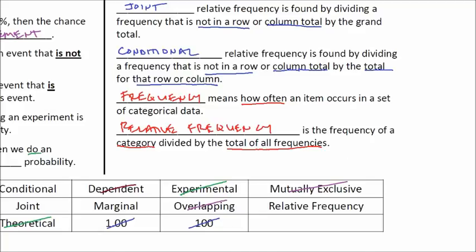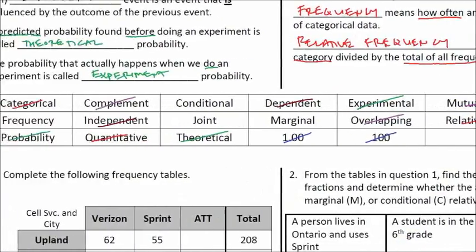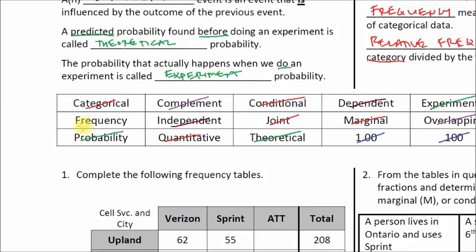So let's see if we've taken care of everything. We did relative frequency, we did conditional, joint, marginal, and we just also did frequency. So that covers all of the vocabulary words.